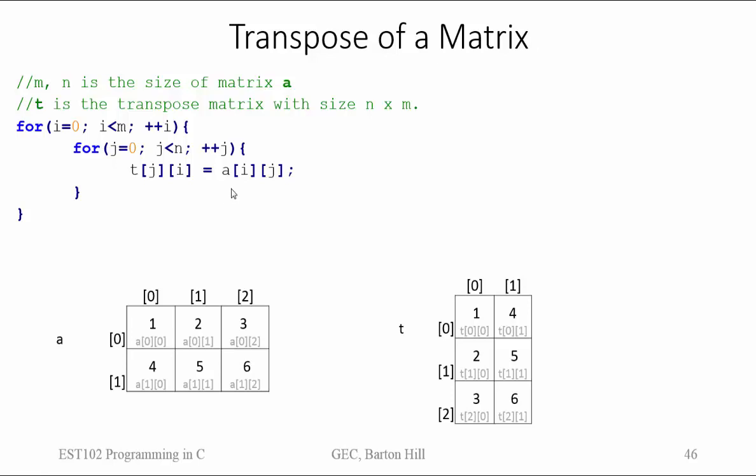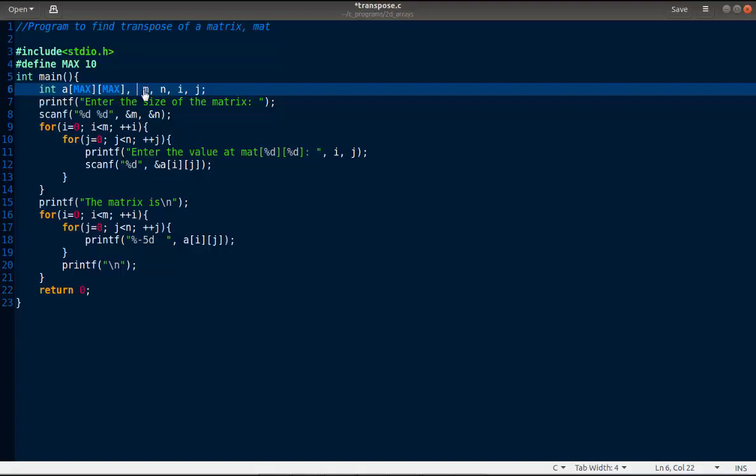So we can find the transpose matrix elements by using this equation, that is T of ji is equal to A of ij. Okay, another thing to remember is that once we find the transpose matrix, the order of matrix A was m by n, so the order of transpose matrix T will be n by m. Okay, I have copied the program to read and print the matrix elements, and I'm just going to modify it. I'm writing the program to find the transpose of a matrix.